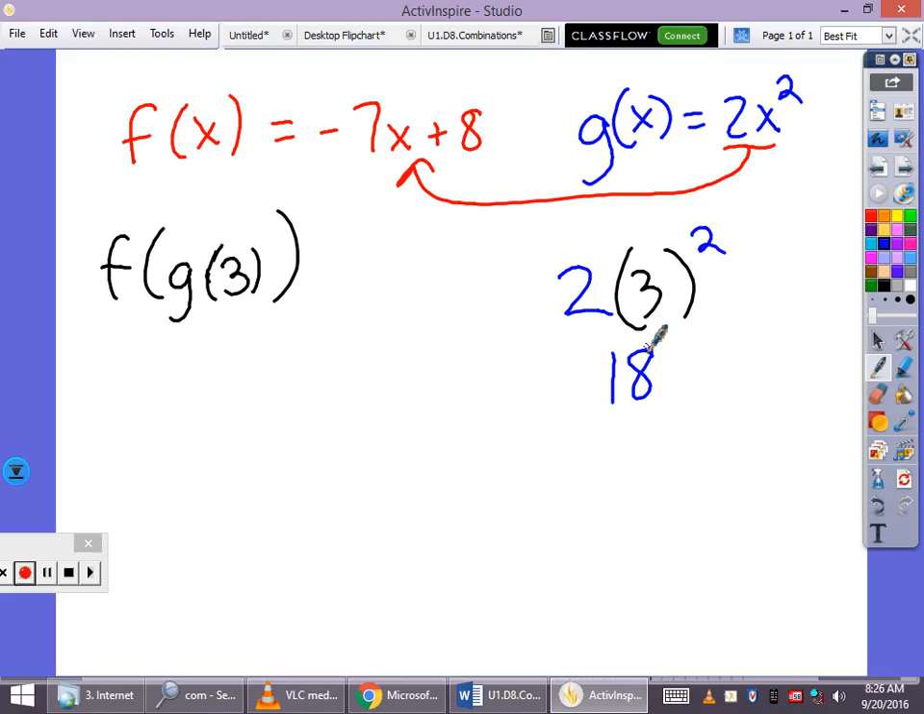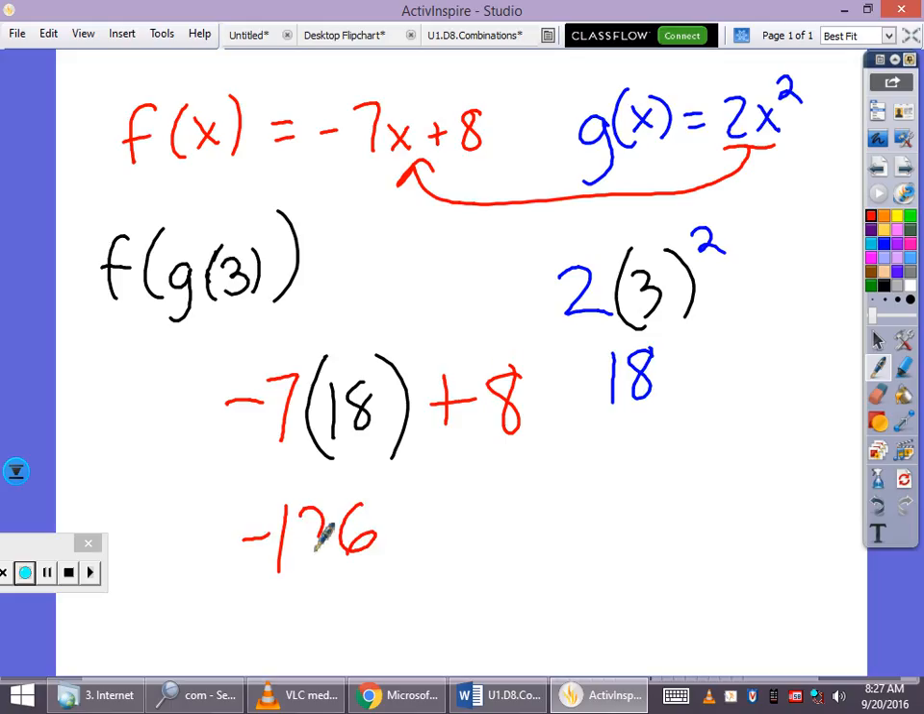I'm then going to take the 18 and plug it in where? F. Okay? So that's going to be negative 7 times the 18 plus the 8. Question? Okay, so 56, carry the 5. Negative 126 plus 8, which equals a negative 118.